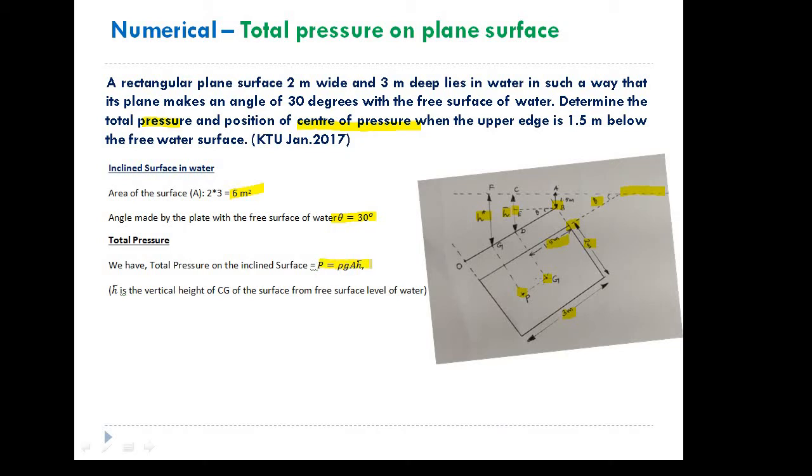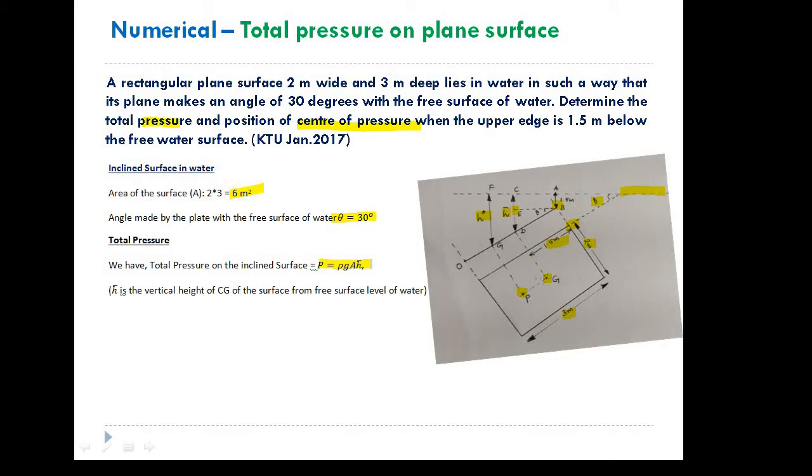We have derived the equation as P equal to rho G A h bar. Here h bar is the vertical distance of the center of gravity of the plate from the free liquid level. Rho, it is water, we know it is 10 raised to 3 kilogram per meter cube. G is acceleration due to gravity. A is 6 meters square in this case.